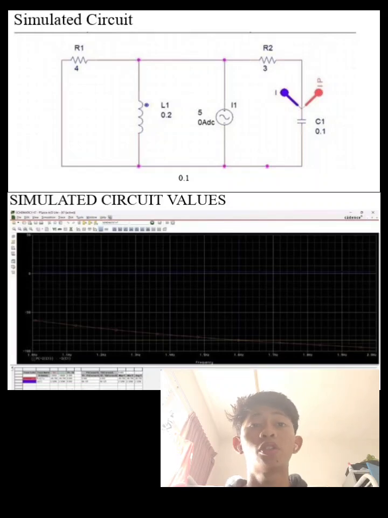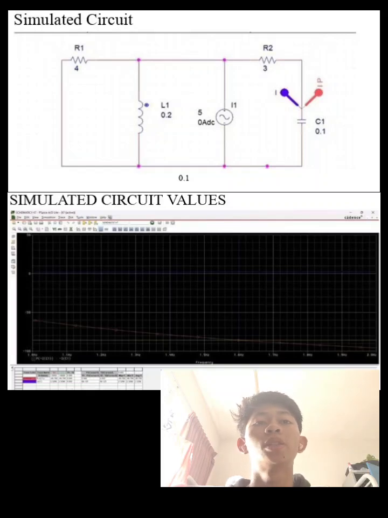To capture the frequency response, we perform an AC sweep analysis. We place both magnitude and phase current probes directly on the capacitor branch, denoted here as C1, to measure how the current dynamically changes across our selected frequency spectrum.